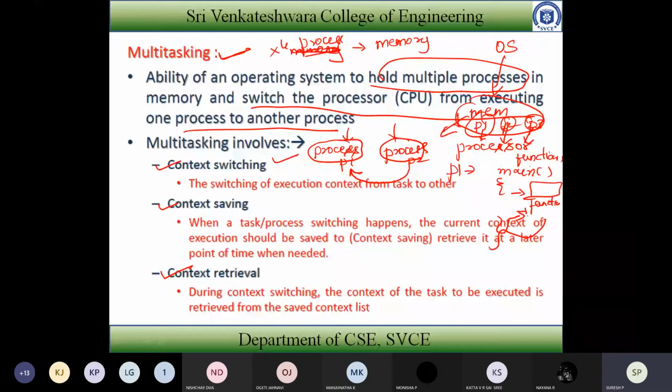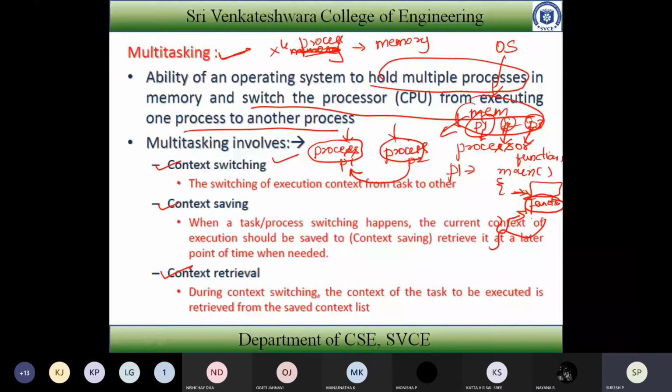From where does it start again? It starts from where it was previously stopped. Previously it was stopped when the function was called. Once the function completes its functionality outside of your main program, it returns back to the main program, and from there it starts again. That is the simple example you can give for context switching.